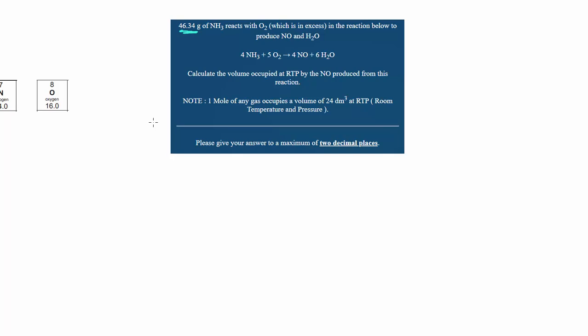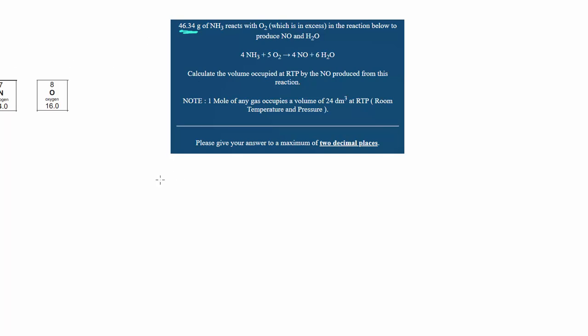So what that means is the main thing that's going to determine the amount of NO produced is the mass of NH3. So I can use that information and the balanced equation to work out the moles of NO. So let's work step by step through that process.